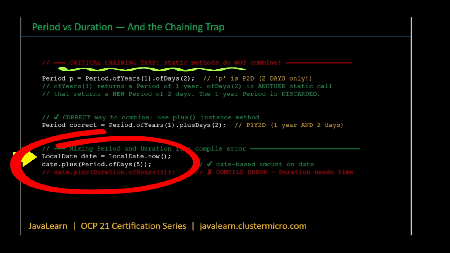The compiler recognizes this incompatibility and refuses to compile the code. The error you see is UnsupportedTemporalTypeException, or more precisely the code fails because LocalDate does not support the hours unit. This is what the exam tests as a straightforward knowledge question: which of the following compiles? The answer is always Period with LocalDate compiles, and Duration with LocalDate does not.